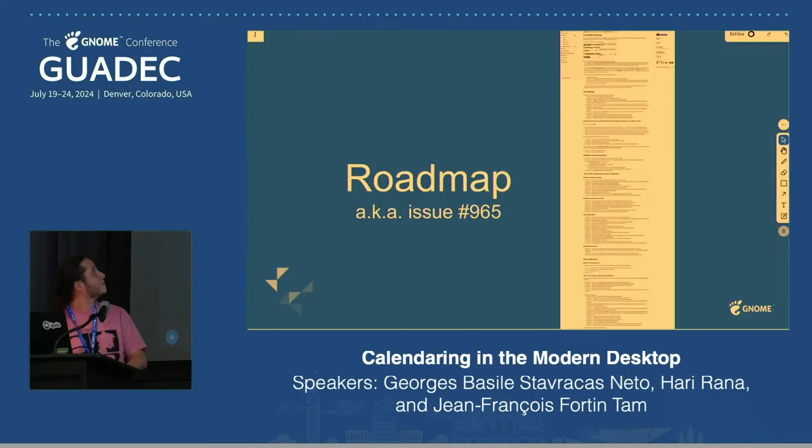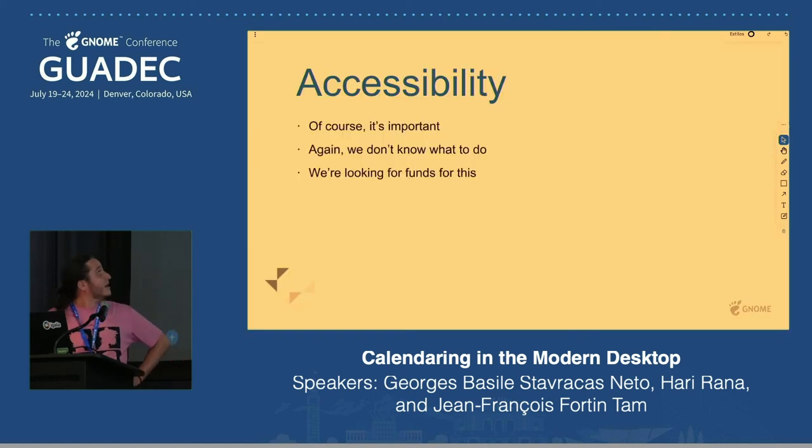Let's run through the rest of the slide deck. We have a roadmap. It is pretty big. It is incredibly big. Of course, the first thing we want to get out of the way is accessibility. The only thing that we don't really know how to get out of the way is accessibility. Yeah, if anybody knows, let us know. We're looking for funds for this. We want to see if we can put a paid developer to get this thing done. Hadi is going to talk briefly about it.